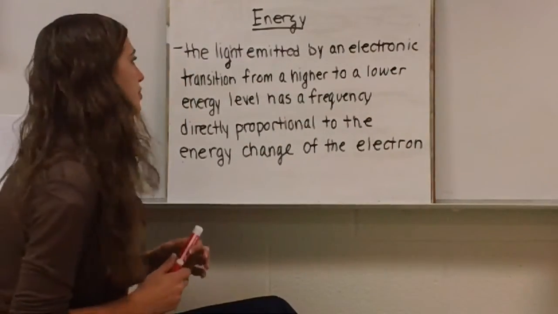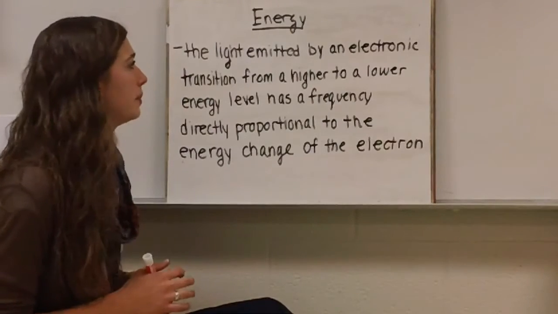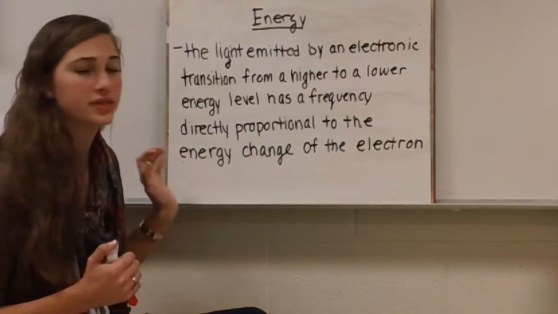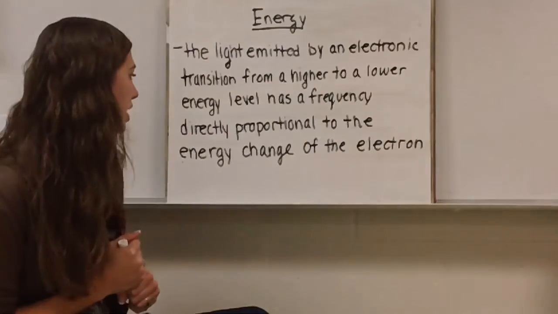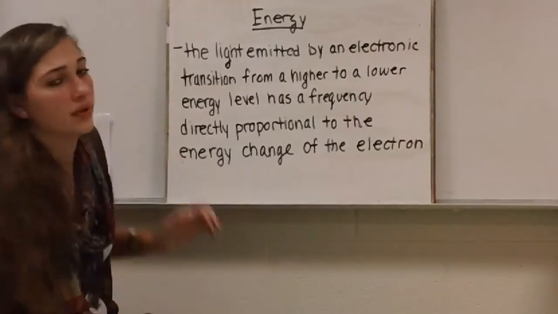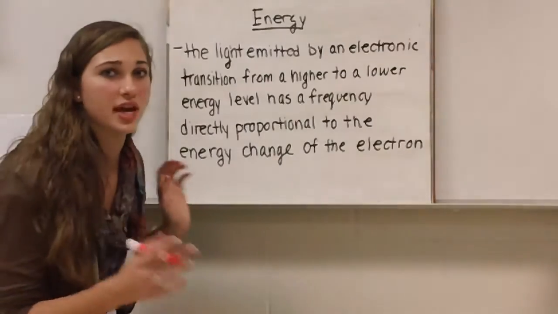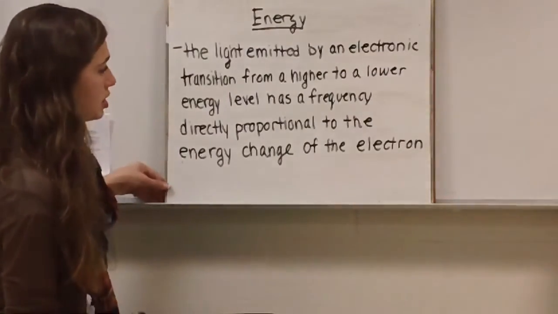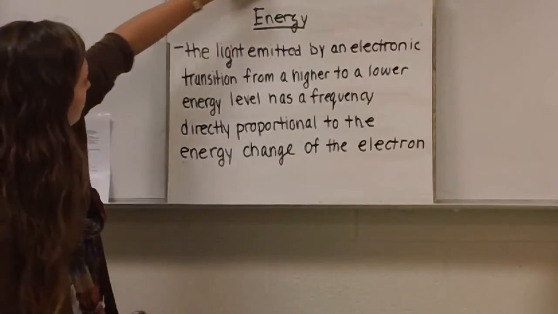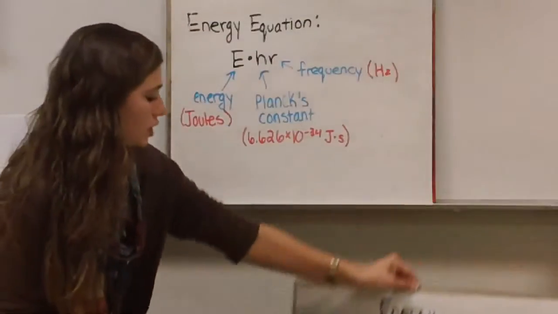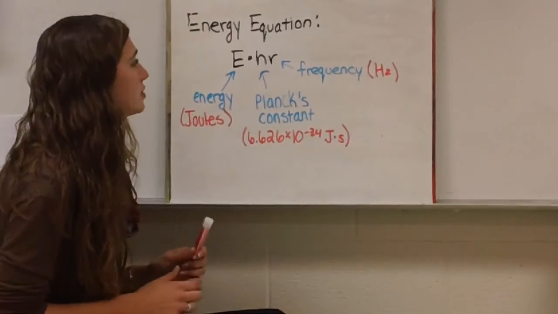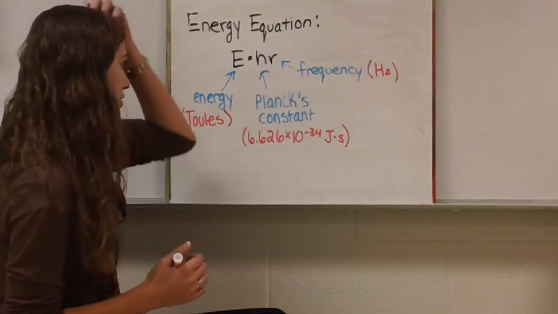Next, we have to go over energy. So the light emitted by an electronic transition from a higher to lower energy level has a frequency directly proportional to the energy change of the electron. So basically, when light is emitted, it's equal to the energy change that the electron goes under.